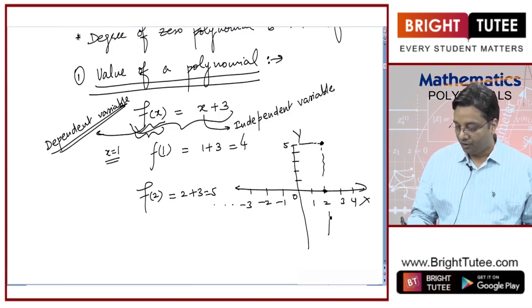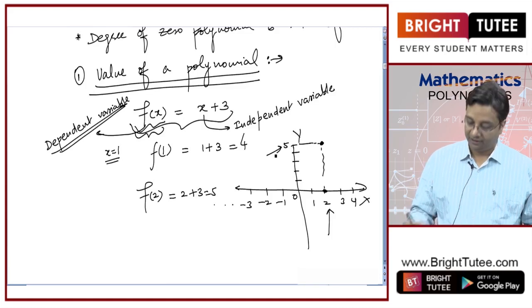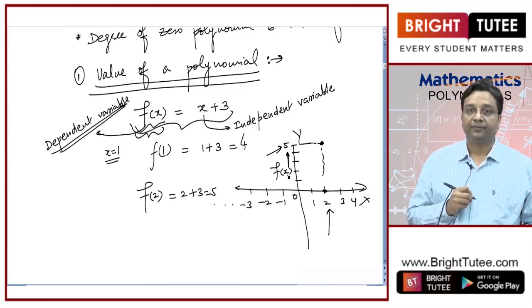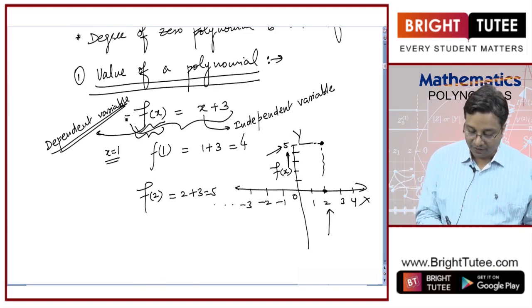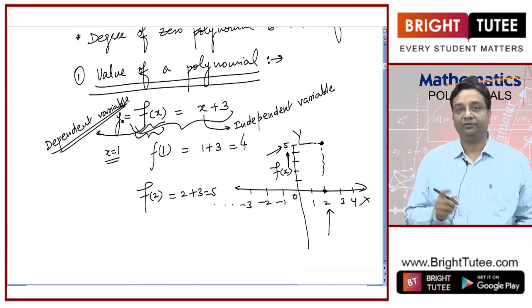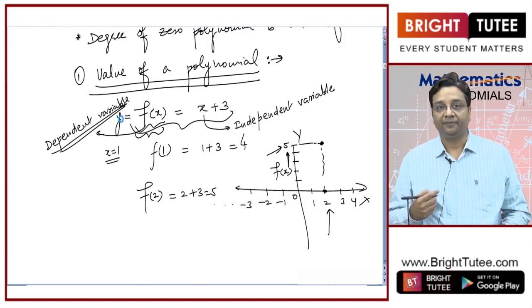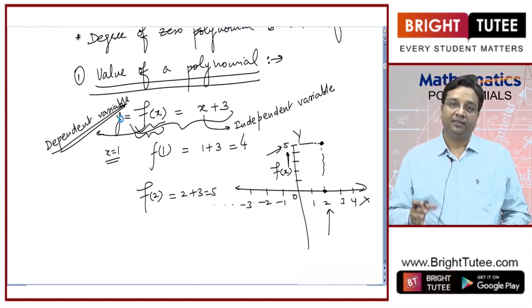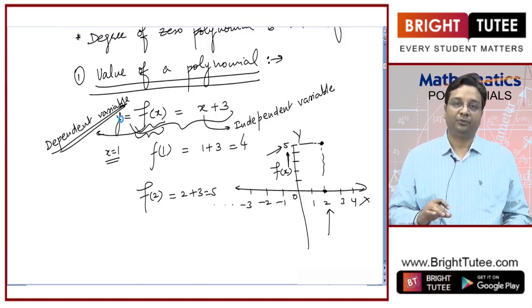This is the meaning of value of a polynomial. I put a certain value of x here and I get a certain value of y here. Y is also known as f of x. Okay, you can call it y also. Y equal to f of x equal to x plus 3. So this is how we think about values of a polynomial.